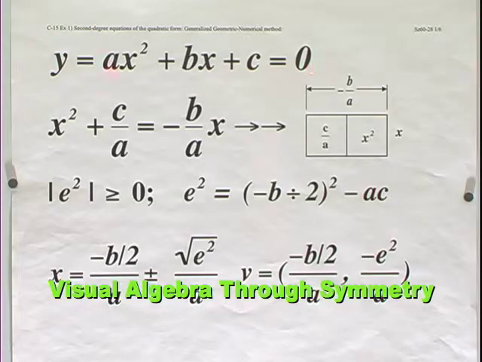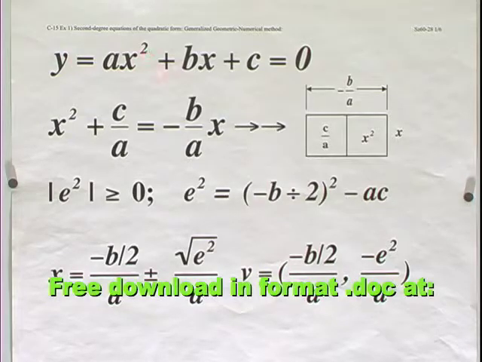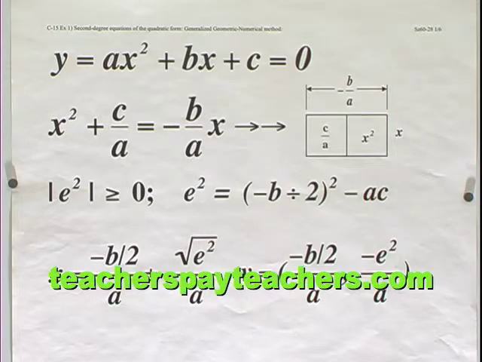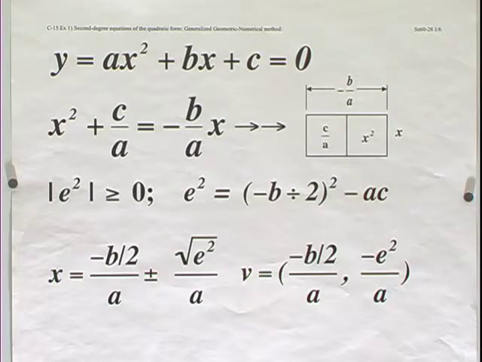This is the general form of the quadratic equation. y is equal to ax squared plus bx plus c. We want to compute the roots, so we're going to set that equal to 0. Now the first thing we're going to do is divide through by a, this by a, and this by a.